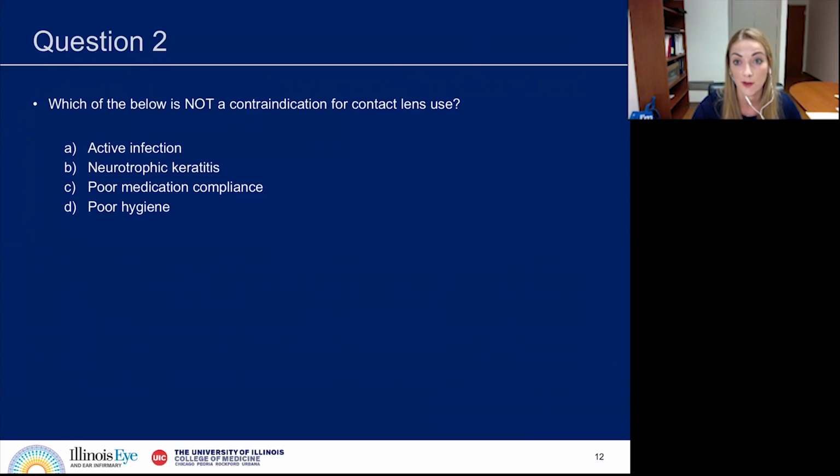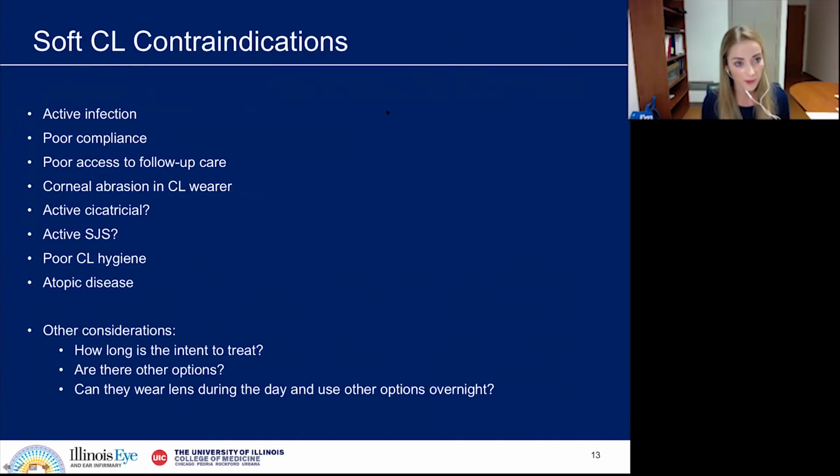Active infection, we never want to put a contact lens on a patient with active infection. Poor medication compliance and hygiene are also things to consider. There we go. Okay. So for active infection, like we already talked about, we don't want to put a contact lens on any patients with active infection. Poor compliance, poor access to follow-up care would be a contraindication. Patients with corneal abrasions are really great for using contact lenses, except for those who are already contact lens wearers. We do not want to use that in patients with corneal abrasions who've had contact lens wear.